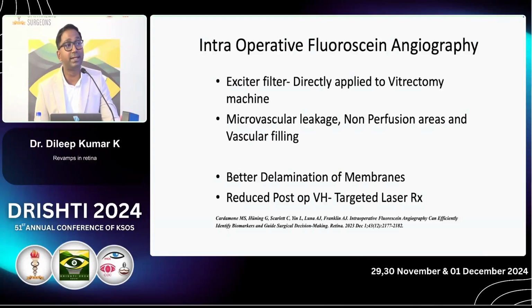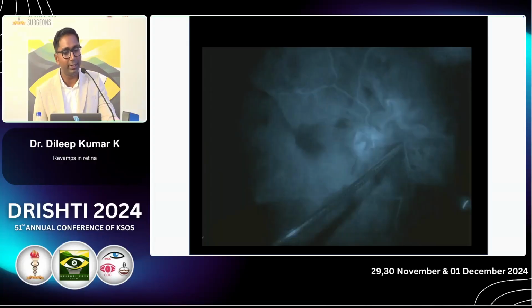One other use of fluorescein angiography is intraoperatively. We just attach an exciter filter to the microscope and it tells us microvascular leakage, non-perfusion and vascular filling. Based on this, we can reduce the post-operative vitreous hemorrhage incidence because we can target the areas during surgery: when it shows a non-perfusion area and we have skipped anything, we can immediately do laser. And also better delamination of the membranes is possible because of the contrast it induces. So this is a photograph where a surgeon easily delaminates the membrane nasal to the disc with the help of dye.